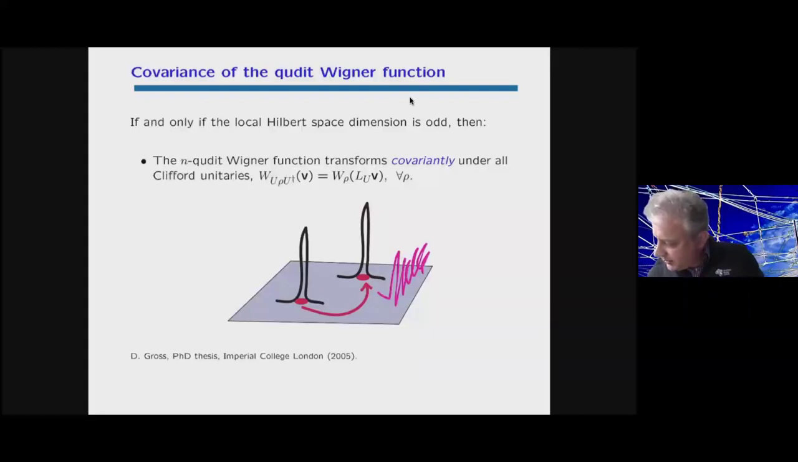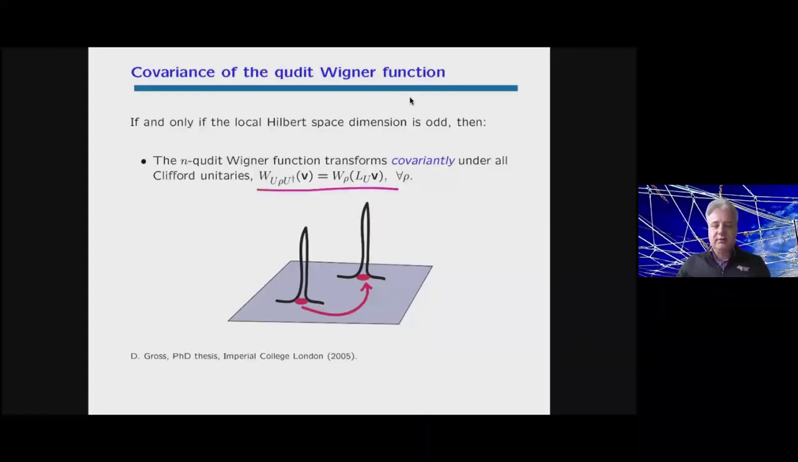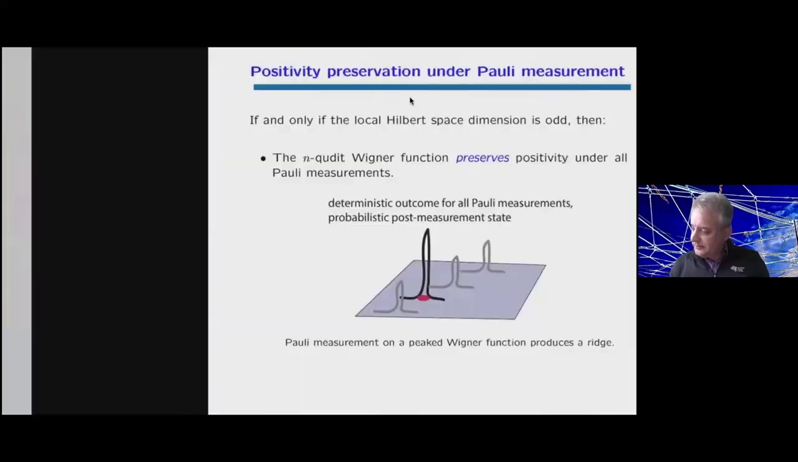So with Clifford gates, this is fortunately not the case. The peak just shifts, and this is what the covariance condition tells you. So this is going to be a very important property later on. Please keep in mind that covariance matters for our entire discussion, and we'll see shortly why.